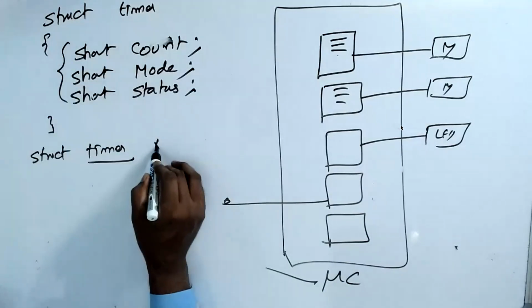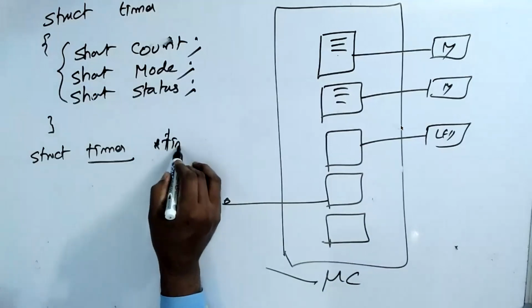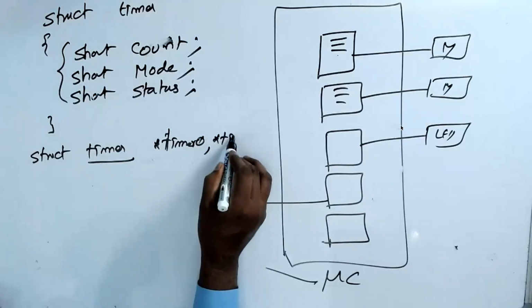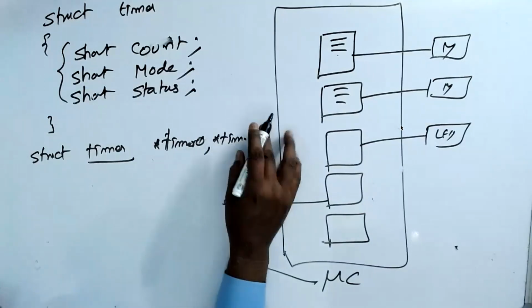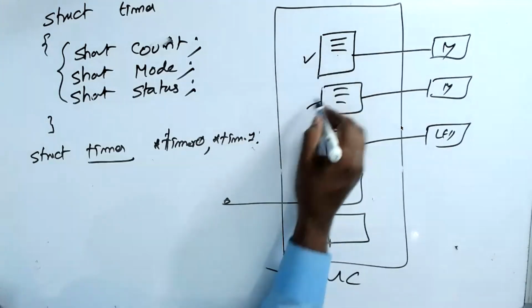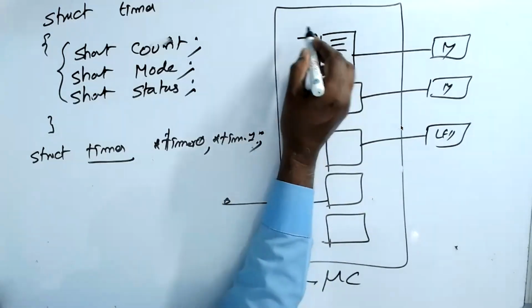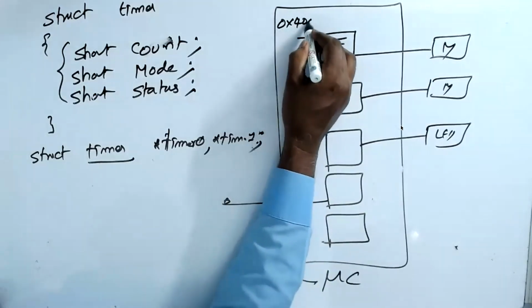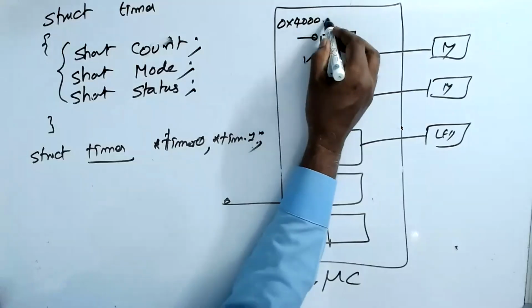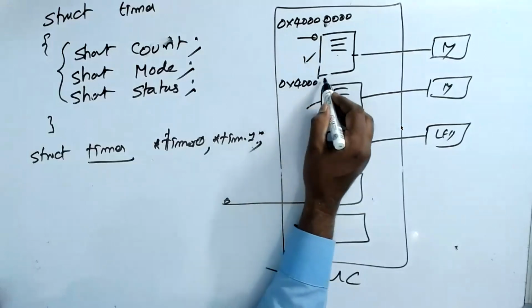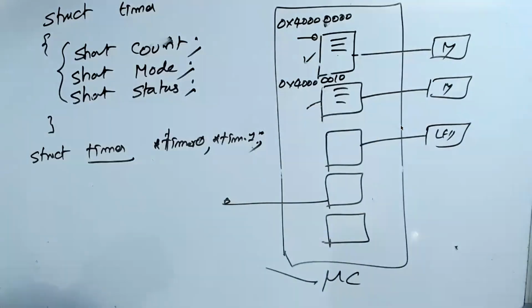I say star timer 0, star timer 1, like that. I'm taking only 2 now. Now, the beauty is each one has an address. Let us say 0x40004000, assuming. This one has 0x40004010. Each one has a different starting address. That is the beauty of the hardware.